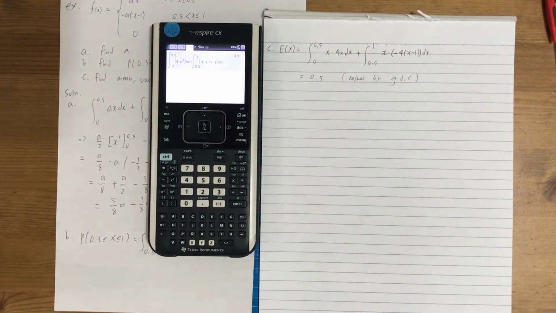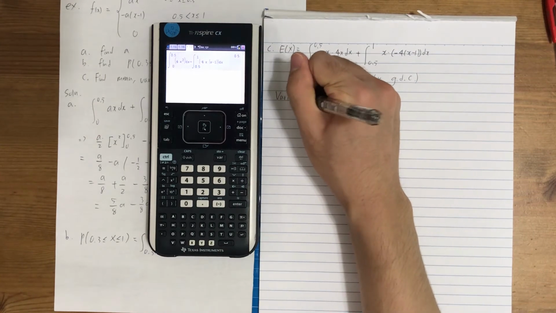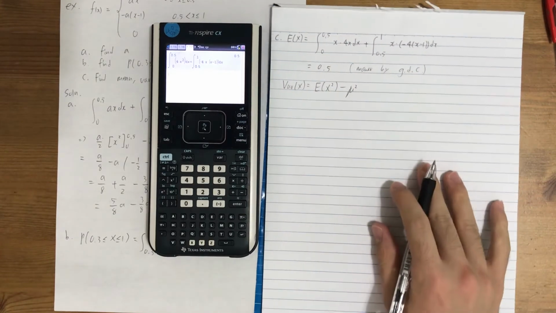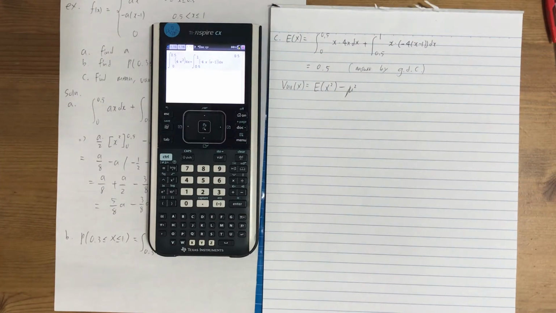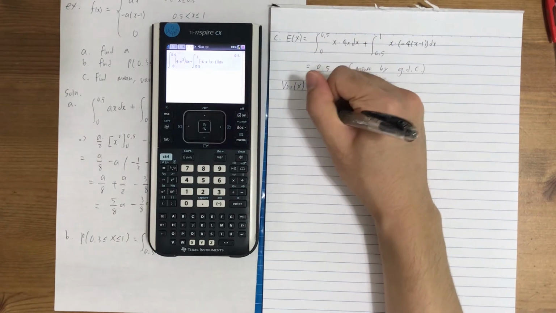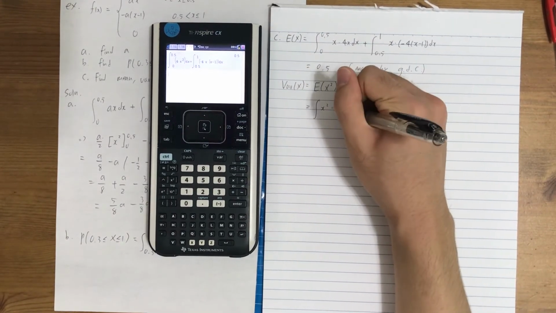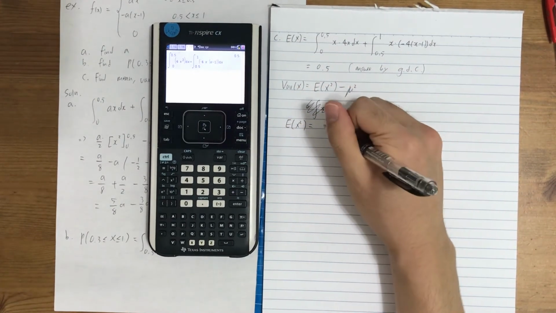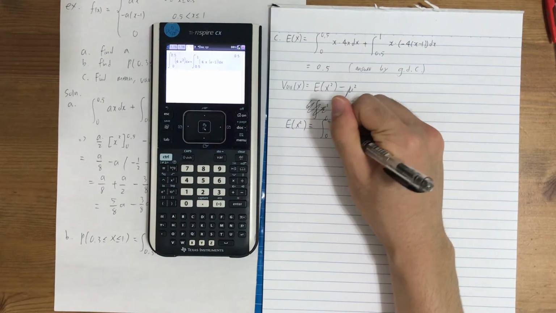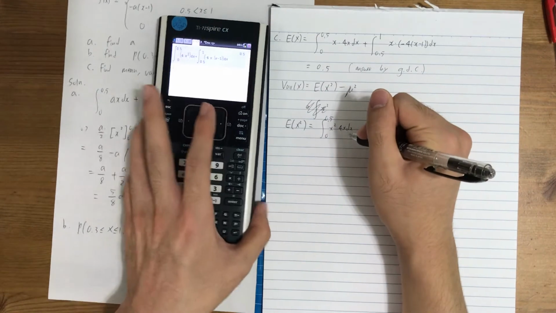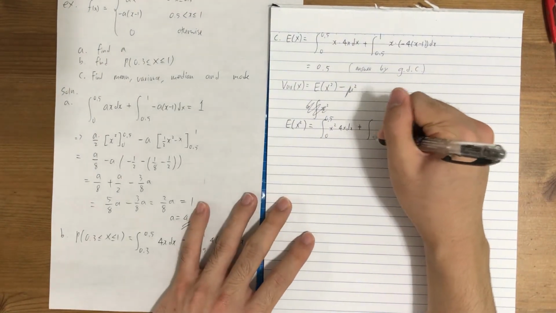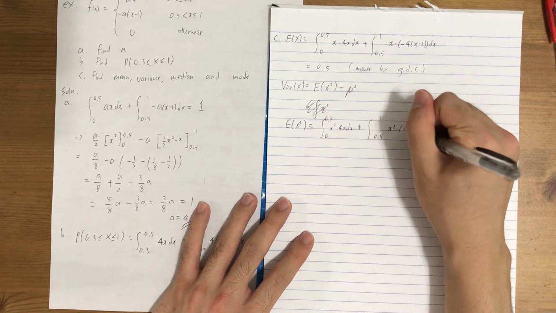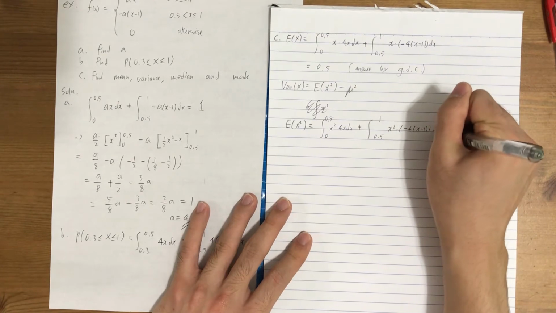Okay, so that's the mean, and let's find the variance. So variance, again, it's E of x squared minus mean squared, and again it's the same for every distribution. So E of x squared, we can find it by integrating x squared times the density. Alright, so let's do it one by one. So that's x squared from 0 to 0.5, 4x, right? And plus 0.5 to 1, x squared times negative 4x minus 1 dx.